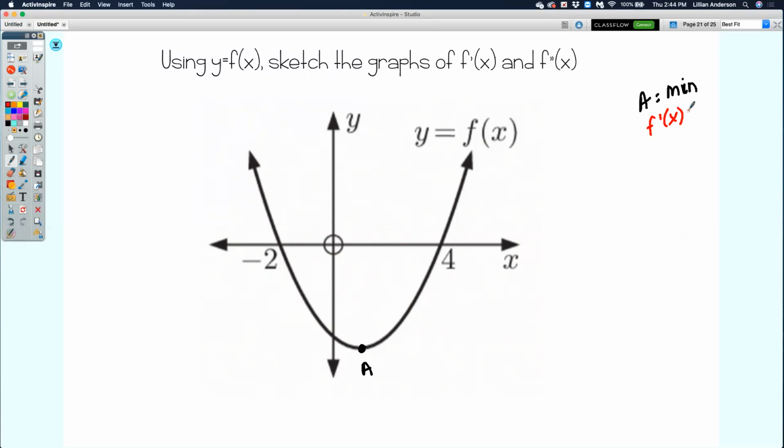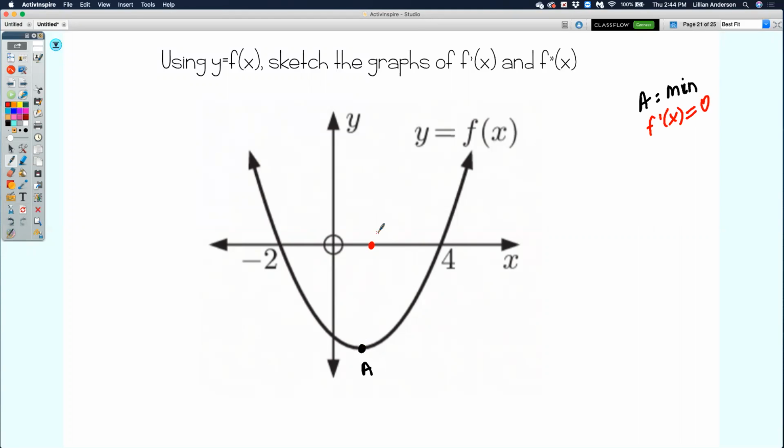It's 0 there. It equals 0 there, which means that on our first derivative, if there's an extremum of any kind, that means we're going to have an x-intercept on our first derivative.